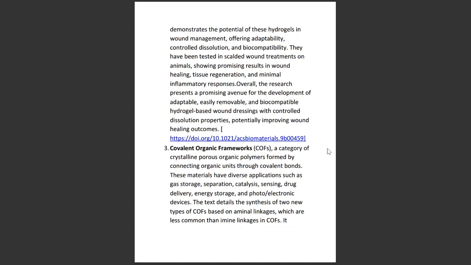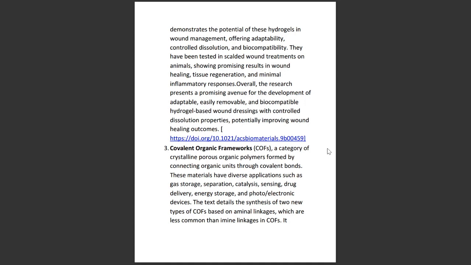They have been tested in skin wound treatment on animals, showing promising results in wound healing and tissue regeneration and minimal inflammatory responses. All these researches are promising for the development of adaptive, easily removable, and biocompatible hydrogel-based wound dressings that will control the solution property, potentially improving wound healing outcomes.